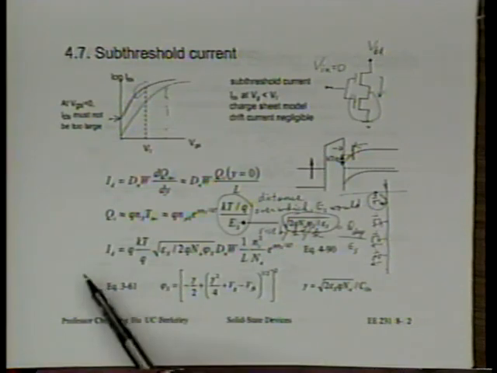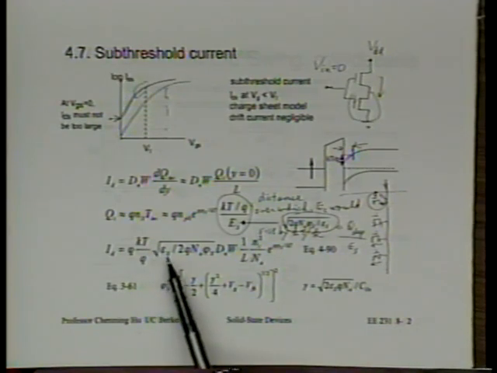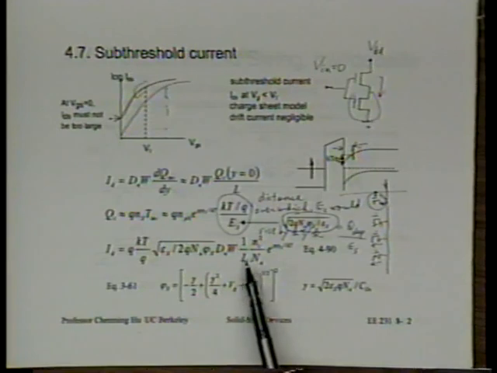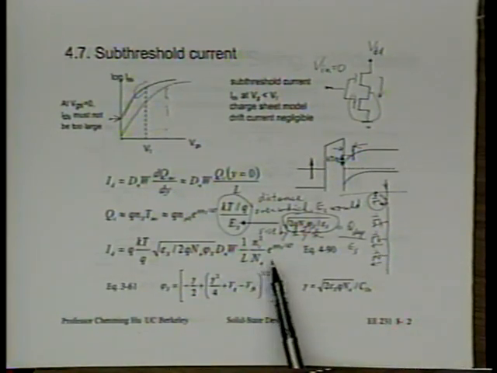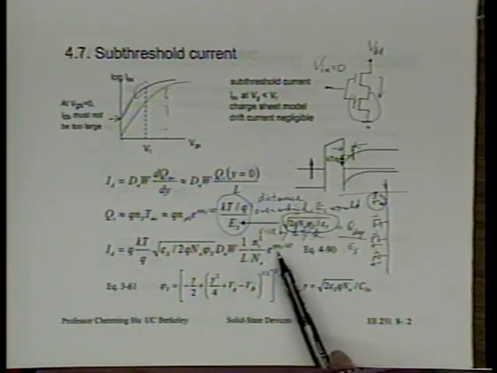Now we got the expression that we can use, that is ID is equal to Q KT over Q square root epsilon s 2Q Na phi s dNW 1 over L Ni square over Na exponential Q phi s over KT. So that kind of expression. The only problem is that, well, we don't know what phi s is. We want to know phi s as a function of Vg.